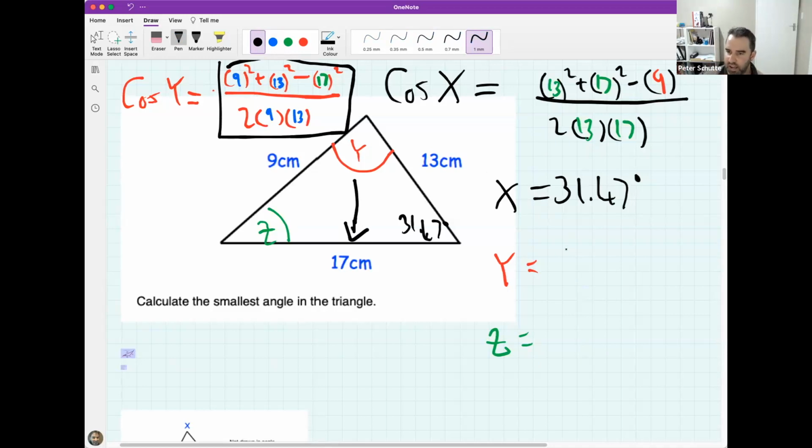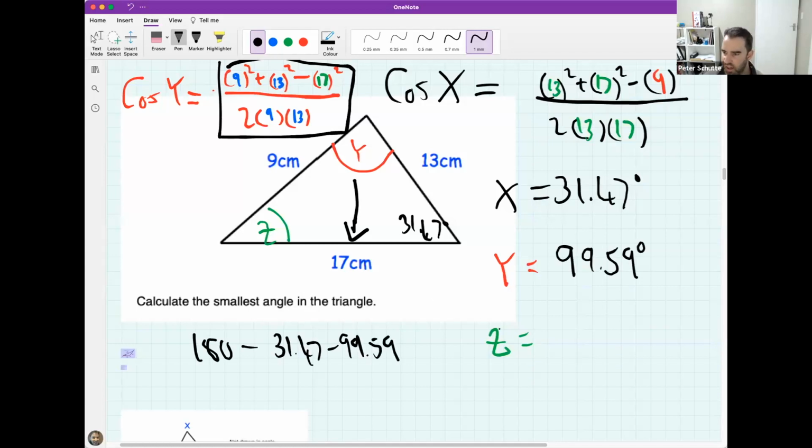So Y is going to be 99.59 degrees. And then once we know what Y is, we know all triangles add up to 180. So all I'm going to do is take away the 2 other angles. For Z, let's have a look: 180 minus 31.47 minus 99.59. And I get 48.94.